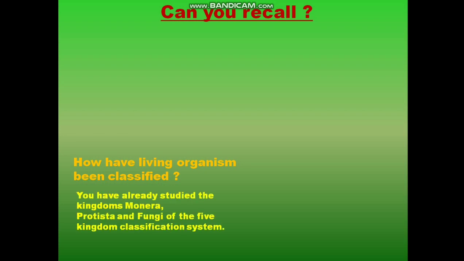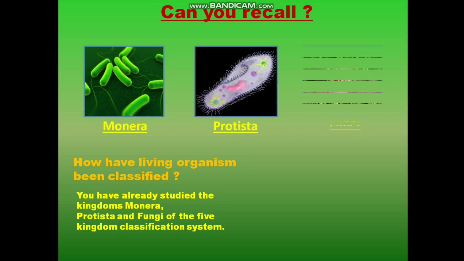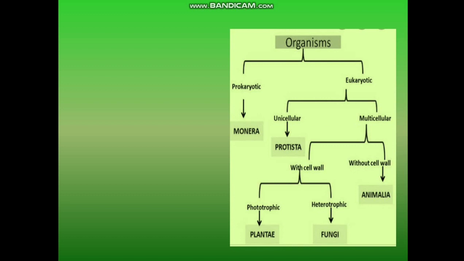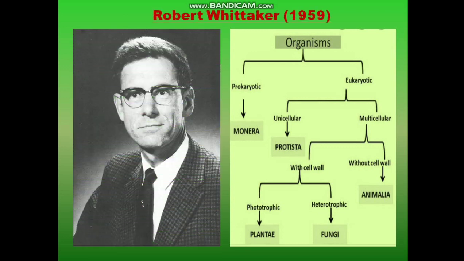Can you recall? How have living organisms been classified? You have already studied the kingdom Monera, Protista, and fungi of the 5 kingdom classification system. This chart shows the 5 kingdom classification system which was proposed by Robert Whittaker in 1959 for the study of living organisms. Now, let us study how much diversity is there in this kingdom.